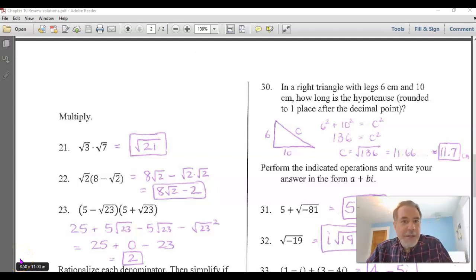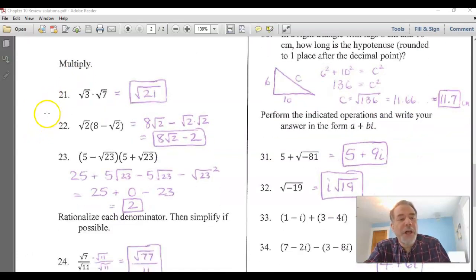Hi, welcome back. This is part 2 of the review video for chapter 10, and now we're going to talk through the problems on the back side of the review sheet. On these, the directions say to multiply. Number 21, the square root of 3 times the square root of 7 would be equal to the square root of 3 times 7, the square root of 21.